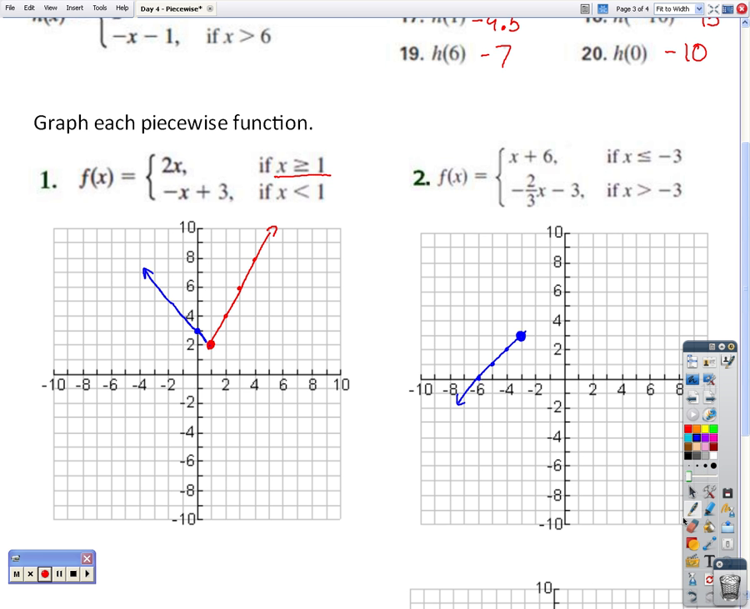Negative 2/3 x minus 3 if x is greater than negative 3. Well, here's my y-intercept at negative 3. We're going to go down, did I switch color? Yeah, down 3 or down 2 and over 3. I'm going to back up the slope a little bit because I want that when x is greater than -3, so I'm going to back it up 1. If I back it up any more, I can't do that. So I have to be really careful with the erasing.